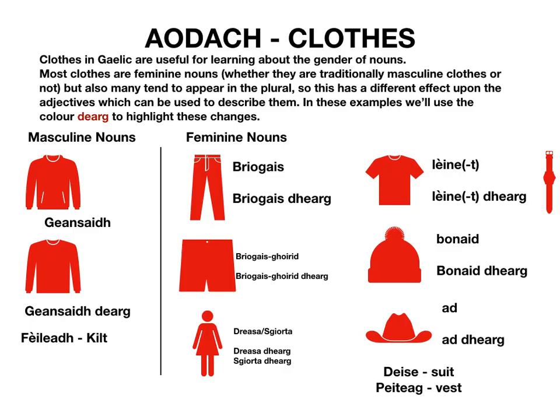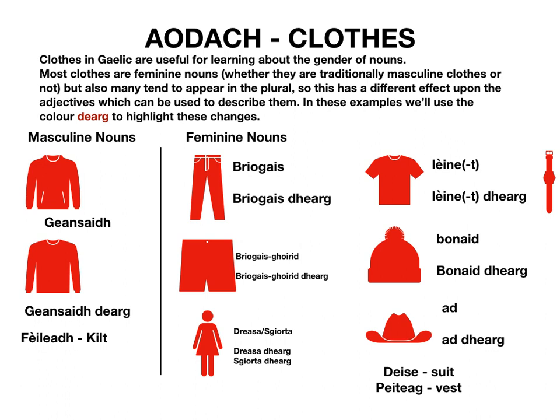So what we're going to look at though is udoch. And when we talk about udoch, we're going to talk about clothes. Now, clothes in Gaelic are useful for learning about the gender of nouns. Most clothes are feminine nouns, whether they are traditionally masculine clothes or not. But also many tend to appear in the plural. So this has a different effect upon the adjectives which can be used to describe them. In these examples, we'll use the colour gerac to highlight these changes.